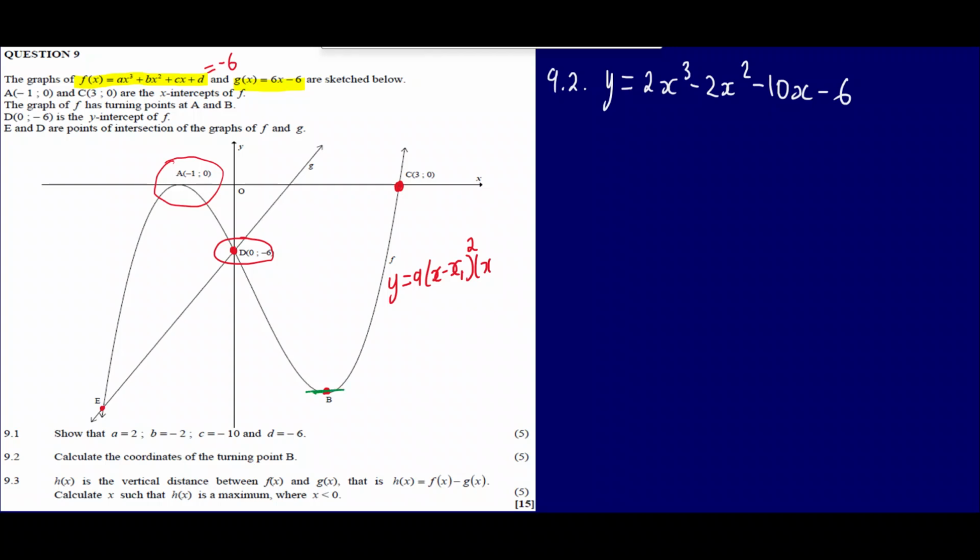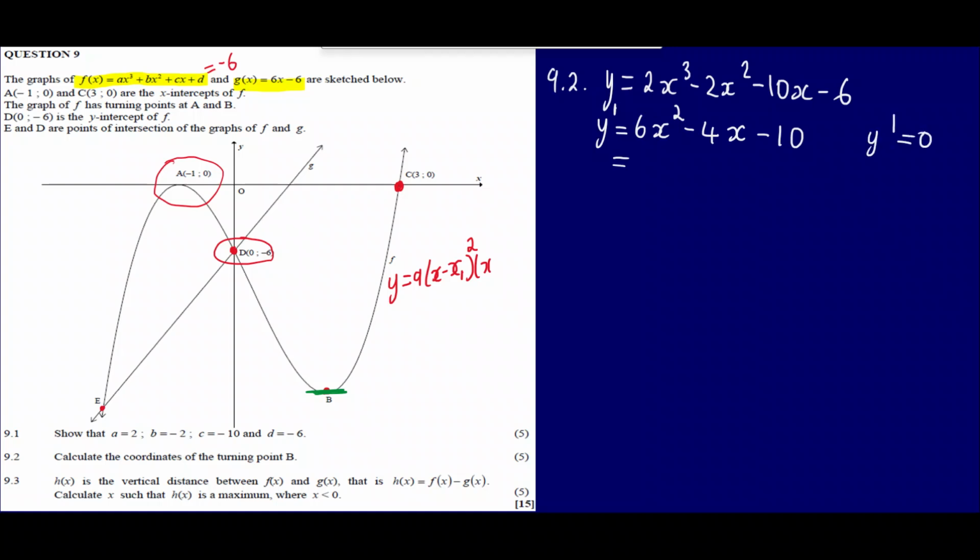They're looking for the turning point's coordinates. We have them, the coordinates, the other one is here and the other one is here. So let's look for the x-intercept of these coordinates. So 9.2, the y prime, we get the first derivative, 6x squared minus 4x. We're just deriving this, and we'll get minus 10.